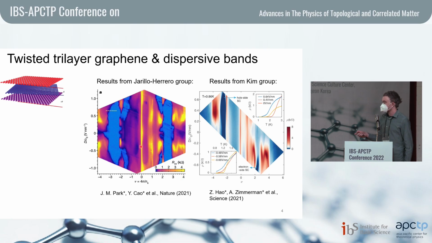And then along the y-axis here is the displacement field. So you're kind of imagining a structure where there's a top and bottom gate. We can tune both the density and the electric field that's applied to the graphene independently. And so this is the work from Pablo's group.